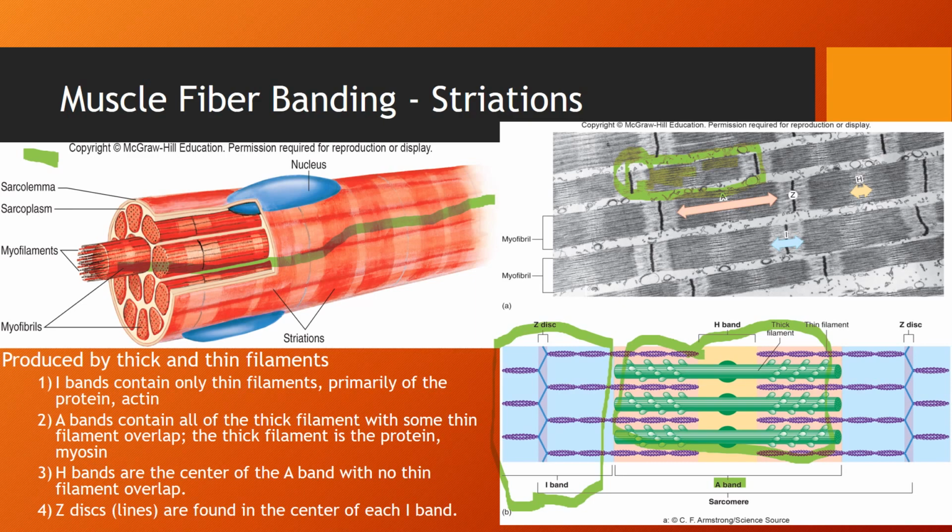Then we have the H band of the sarcomere, which is the center of the A band, where there are no thin filaments. So what we're seeing here is predominantly myosin. Lastly, we have the Z discs, which denote the length of a sarcomere. These are found right in the middle of the I band, within actin. Actin attaches to the Z discs, whereas myosin is attached at the H band.